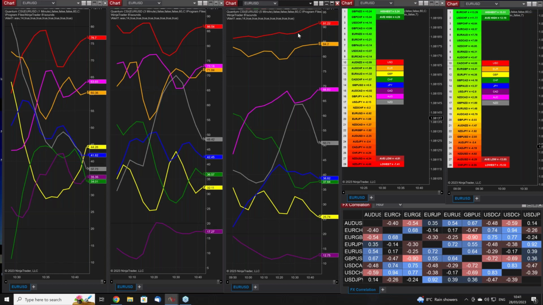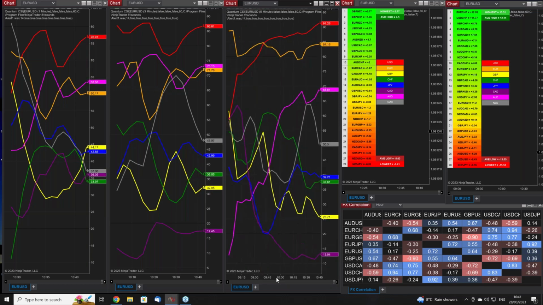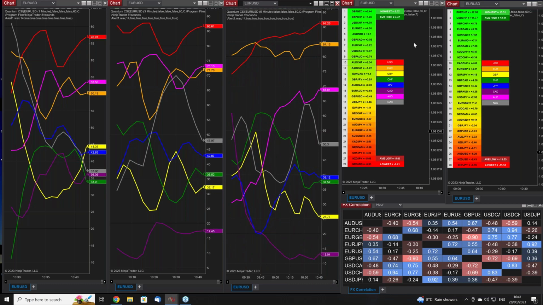You can see the dollar here is pretty strong. It's been rising. There we go. Go pull it right the way back. It's been rising pretty steadily. I've got the matrix here on the right-hand side.